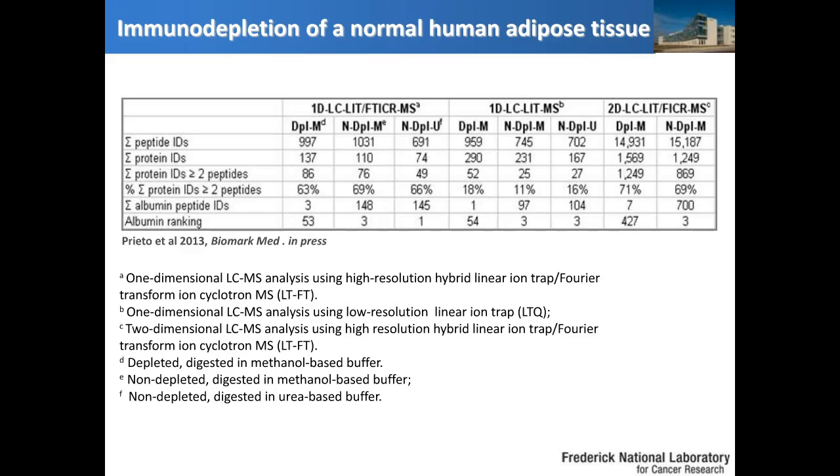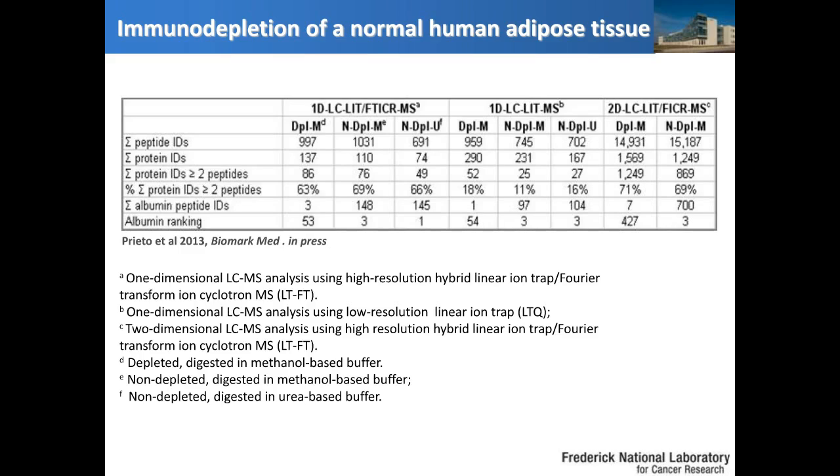One can see that in the depleted sample, albumin was 53rd, and in non-depleted it is 1st and 3rd. The overlap, we have run everything in duplicate, is about 63% or almost 70% on average for the high resolution instrument. In a low resolution instrument, overlap is only 18%. Although you have more identified proteins and peptides, that tells you that the false positive rate is huge. So if one is contemplating clinical proteomics or any kind of analysis of proteins in a very complex mixture, low resolution ion traps are not the way to go.